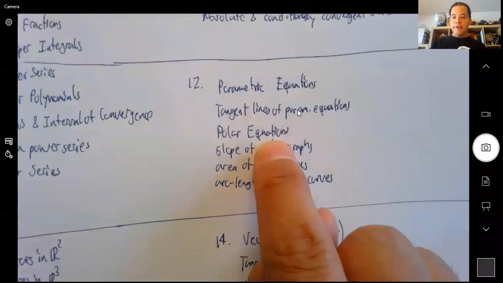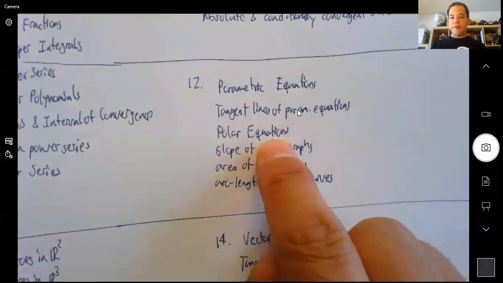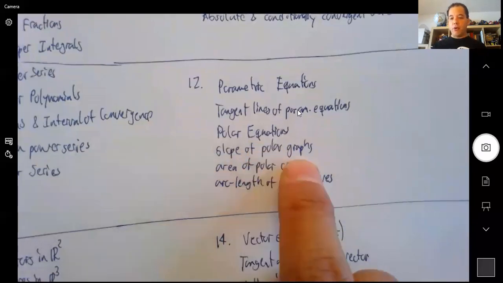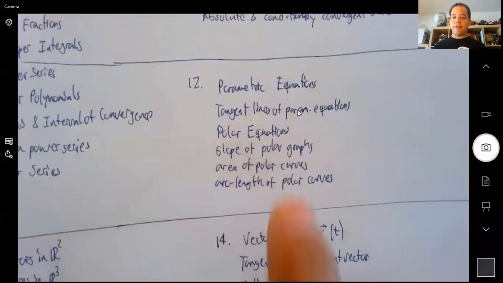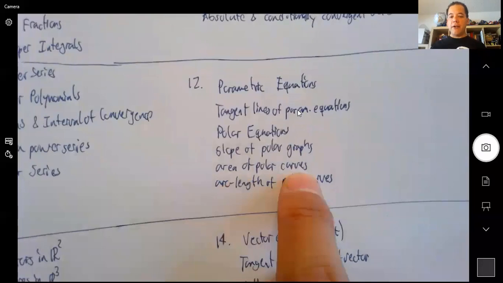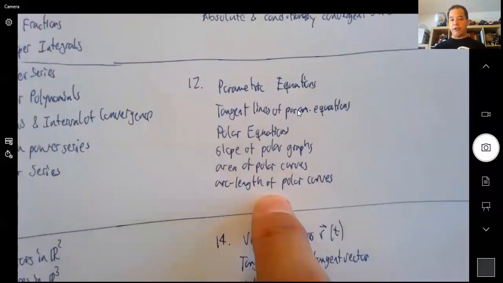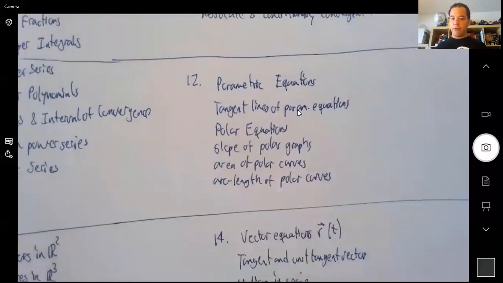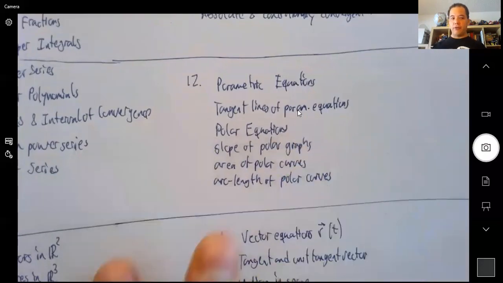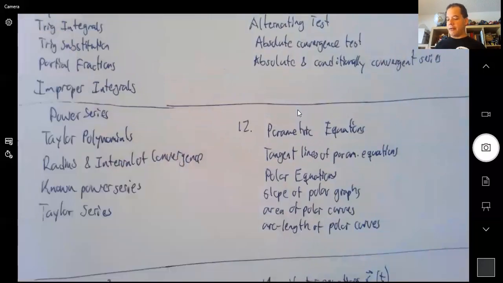Then we learned a new system of equations. Instead of using rectangular coordinates, we use polar equations. We use those to figure out the slope of polar, how do we get the slope of the tangent line of a polar graph? We figured out the formula for that. We also figured out how to get areas inside polar curves, and also the length of polar equations. All of those formulas we discovered for polar equations, and many of these involve doing integrals, and so that again goes back to chapter 8, right, about integration.